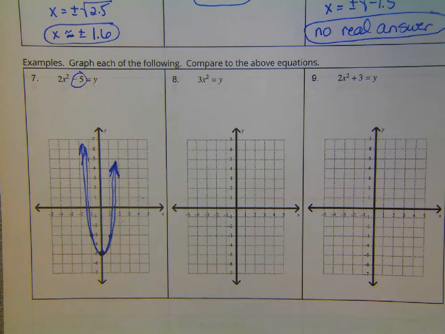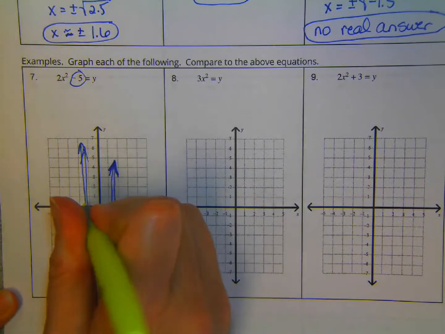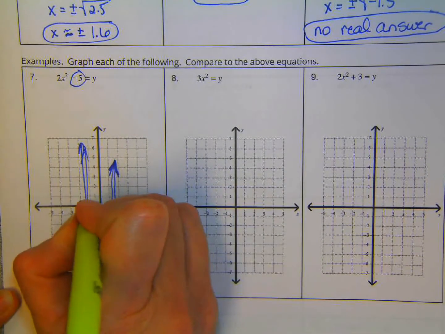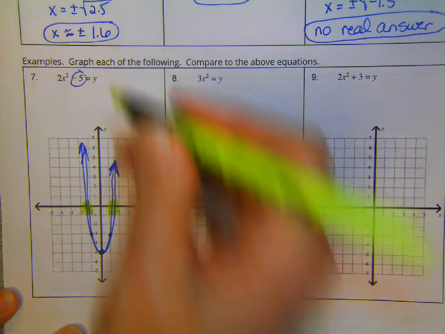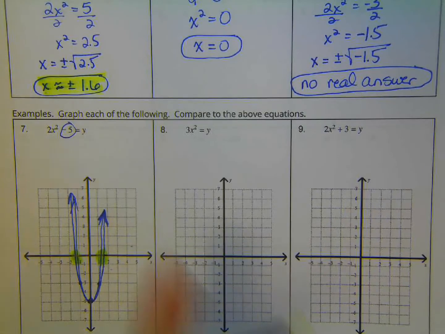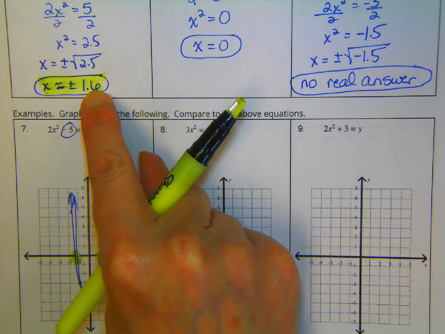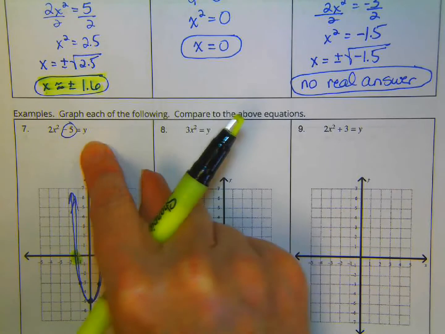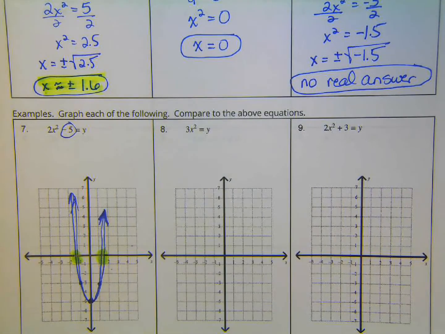What I want you to notice is that the spots where y is 0 right here are the same as the solution. So this right here, these are the zeros. These are the x-intercepts when this is set equal to y. And so there's that relationship.